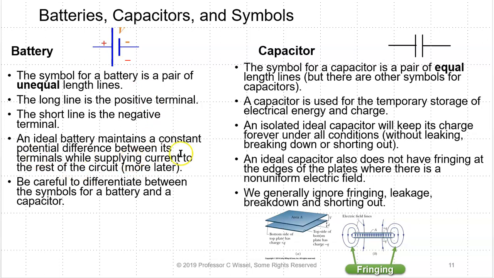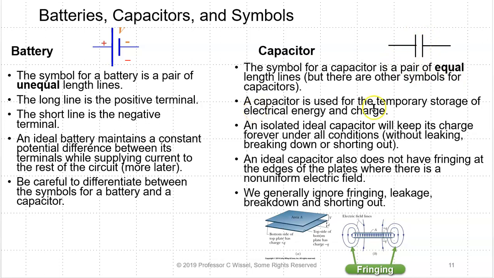An ideal battery maintains a constant potential difference between its terminals while supplying current to the rest of the circuit. We'll talk more about batteries in a later lecture. Be careful to differentiate between the symbols for a battery and a capacitor. If you mix these up in your homework or on a test, you're going to be really confused. A capacitor has a symbol that is a pair of equal length lines, but there are other symbols for capacitors.